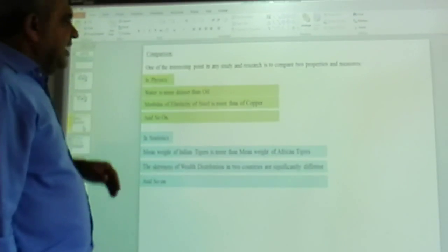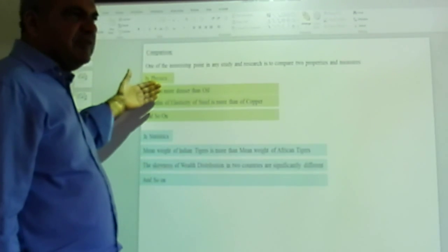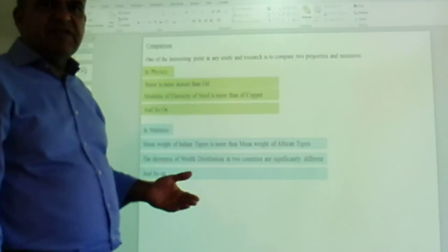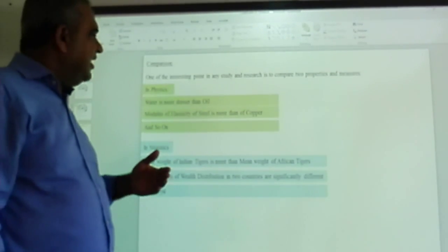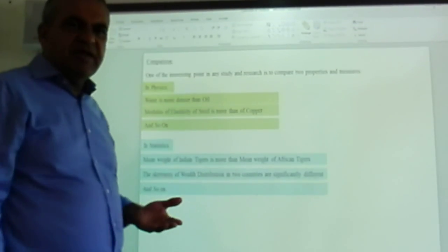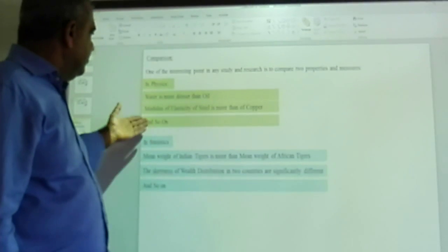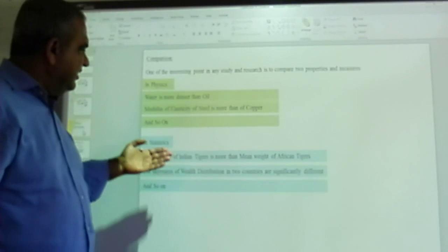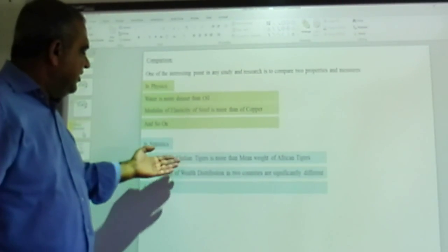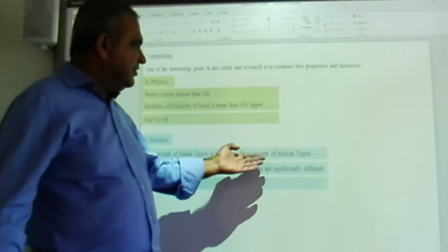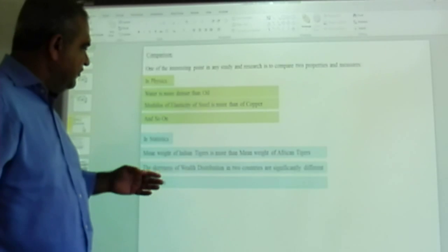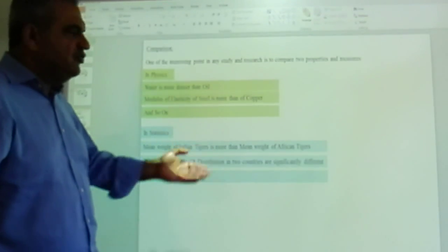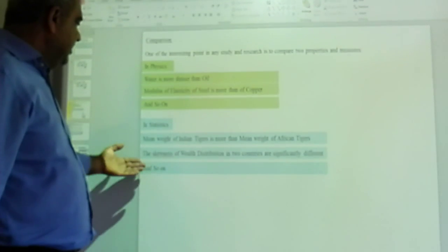Okay. Now, comparison. Usually in practice, we know that in any research study, if I'm talking about, let us say, physics, maybe some people are interested in whether the density of water is more or less than the oil. Comparison idea is always there in any study. Modulus of elasticity of steel is more than copper. Always we comment on those and then we analyze those and more. In statistics, we have a similar idea. For example, maybe someone is studying the mean weight of Indian tigers. Is it bigger or smaller than the mean weight of the African tigers? This is a comparison between two means, and this is the conclusion of your research. Or the skewness of wealth distribution in two different countries: are they significantly different or are they the same, and so on.